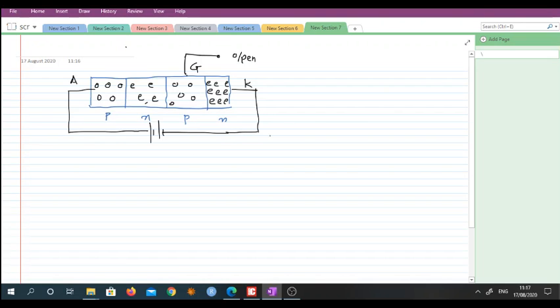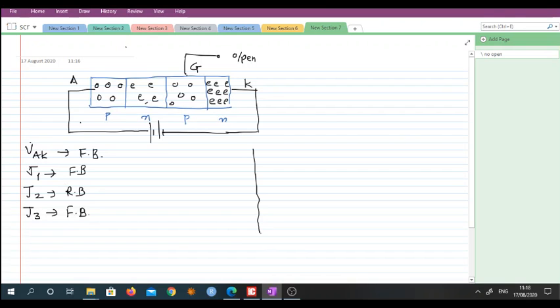Now if we forward bias, then you observe when VAK is applied in forward bias mode, then junction J1 is forward bias, junction J2 is reverse bias, and junction J3 is again forward bias. So if we plot the characteristics of this device, voltage versus current, I am plotting voltage anode to cathode, and I am plotting current IK on this axis. The current is nothing but the current going through the device.